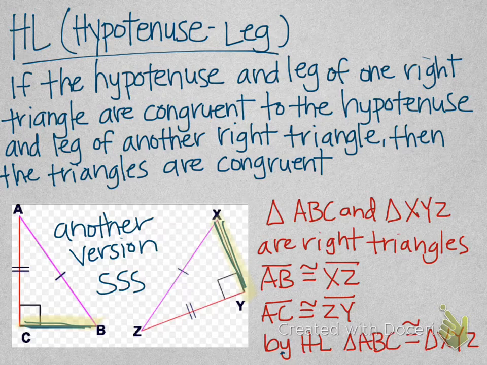Pythagorean theorem. So I know that if I plug the same numbers into the same spot of Pythagorean theorem, because I know the hypotenuse and leg are congruent, I'm going to get the same answer for the other leg. So really, I would know that if I know hypotenuse and leg are the same, because right triangles have this special relationship, I automatically know that the third side is going to be congruent as well. So that is why this is another version of SSS.